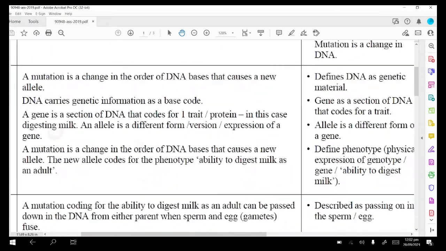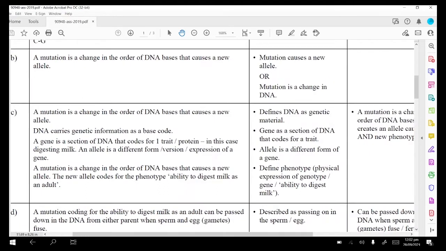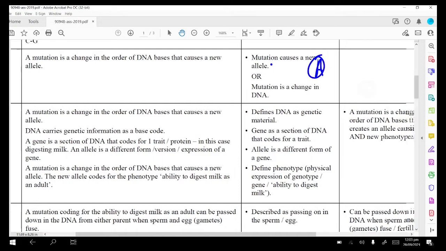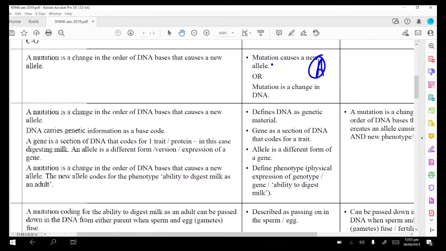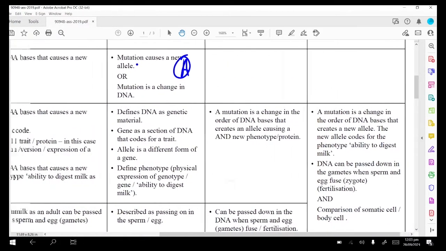So a mutation is a change in the order of the DNA bases that can cause a new allele. Yay, we got that. So if you said a mutation causes a new allele, or you said a mutation is a change in the DNA, you get another A. I think we did that. Now the next part is an excellence question.